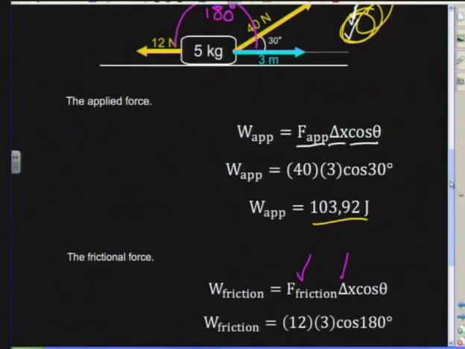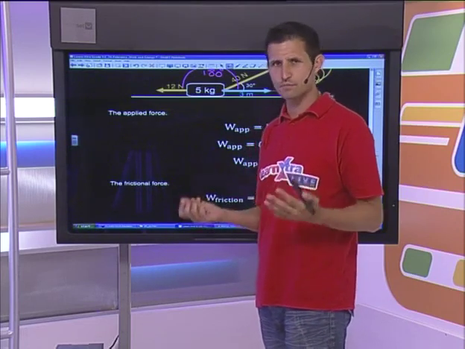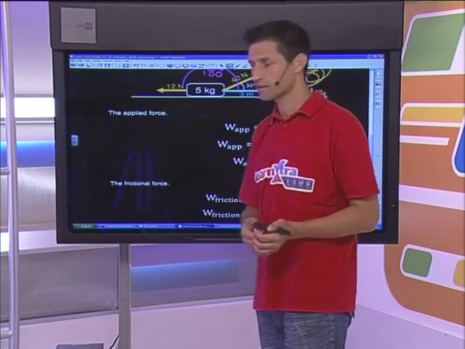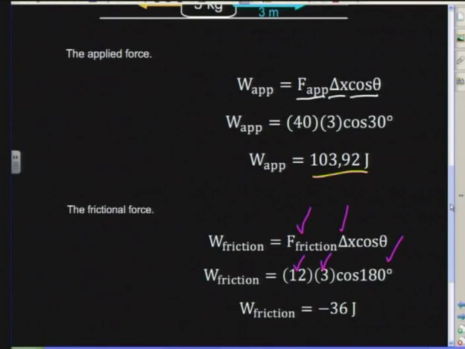So I've got my 12 newtons. I've got my 3 meters of displacement. I've put them both in. So there we go, tick and tick. We've taken care of them. Cos of 180. Guys, if you've got a calculator in front of you, I hope you do, plug this in. Put in 12 times 3 times cos of 180. Close a bracket if you have to, and then press the equals button. You say, hey Phil, something strange came out of my calculator. What happens is that I get a negative work.